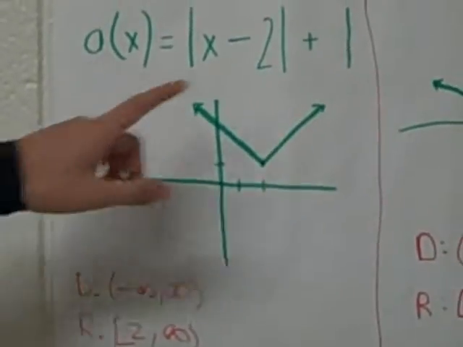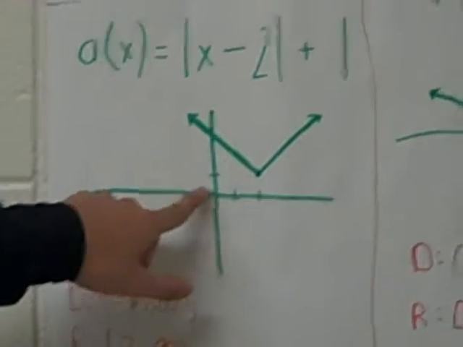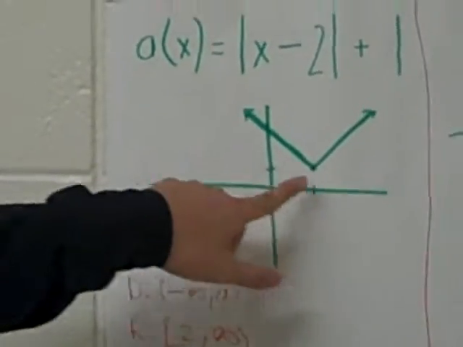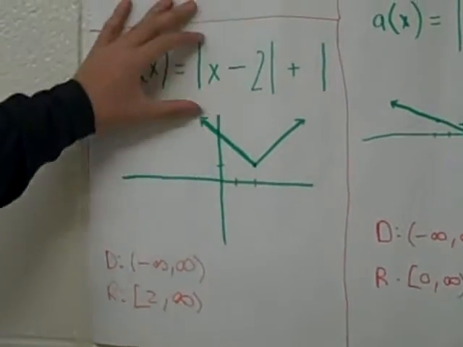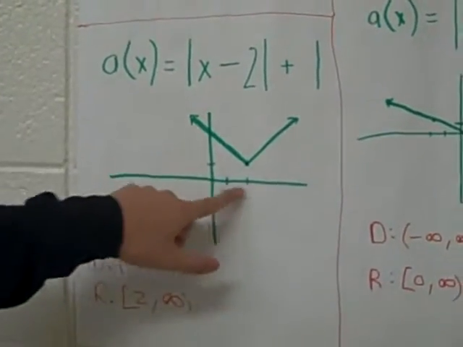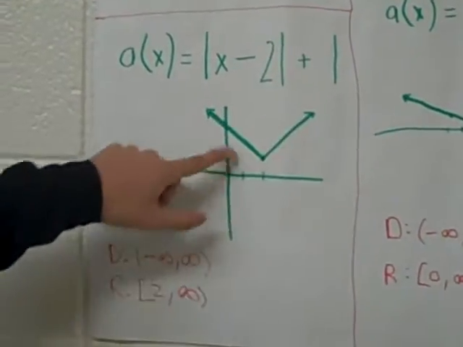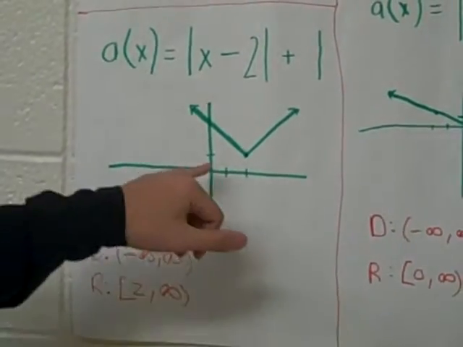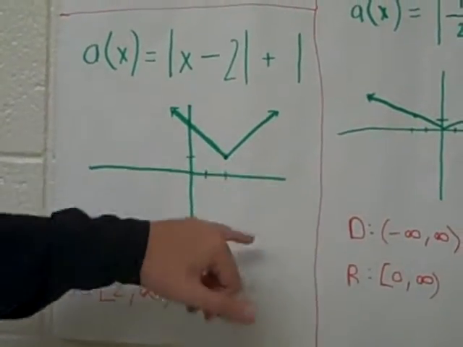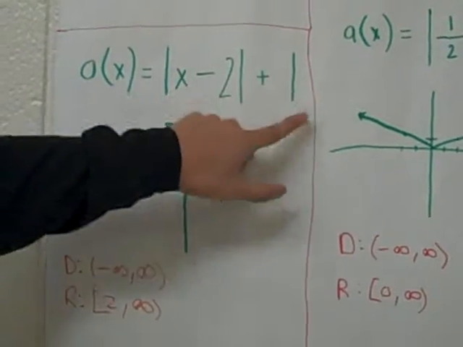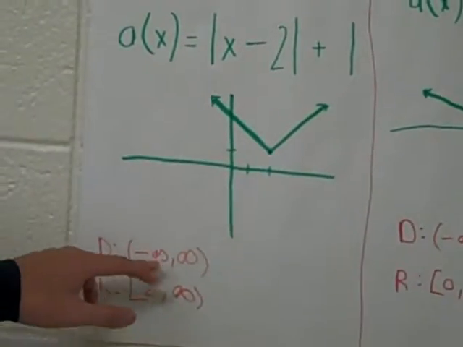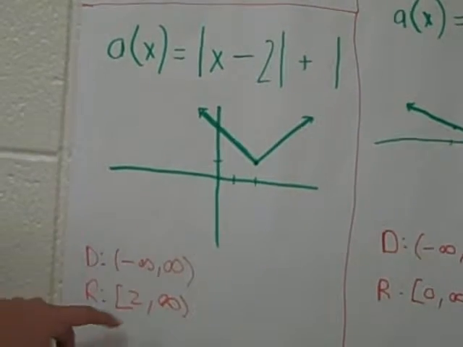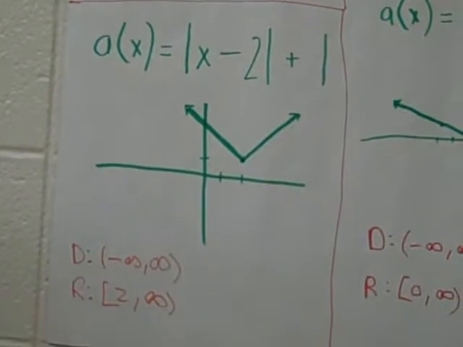So our example right here is a of x equals the absolute value of x minus 2 plus 1. What happens is that the vertex of 0, 0 would shift 2 to the right, since you do the opposite of what happens inside the absolute value. So it would be plus 2, so 2 to the right, and plus 1. So the vertex would be 2, 1, since you don't change anything on the outside of the absolute value. The domain would be negative infinity to infinity. The range would be 1 to infinity.